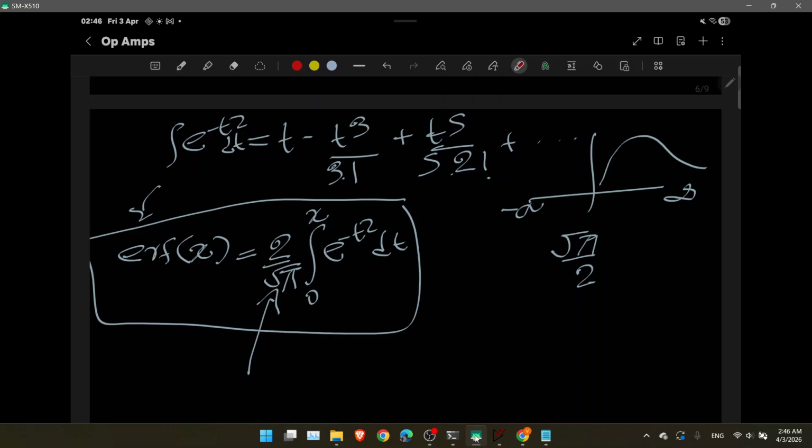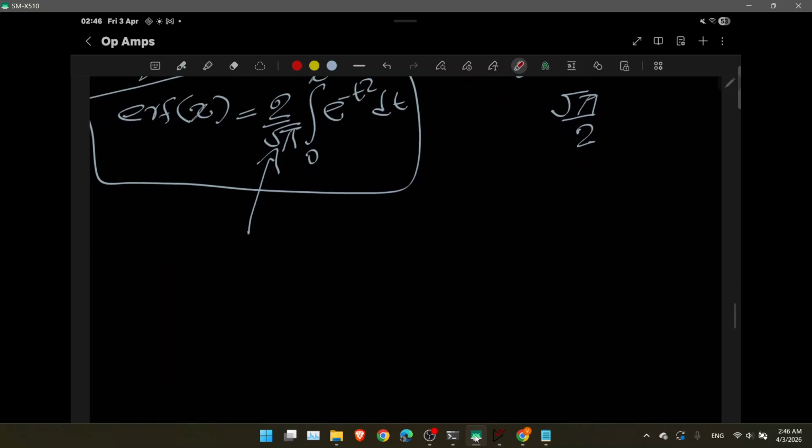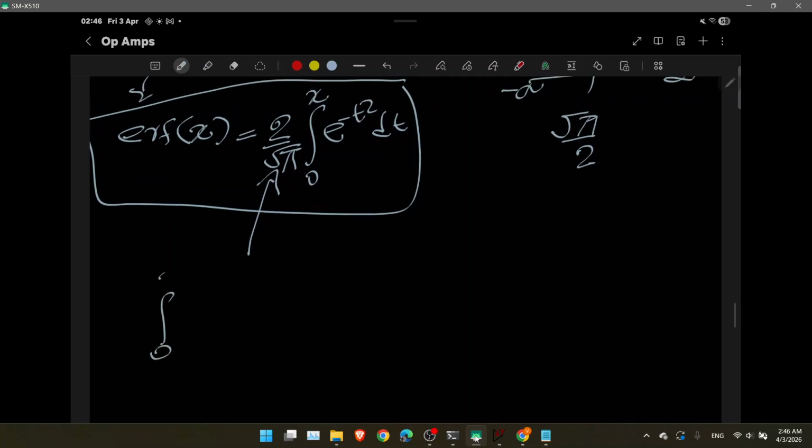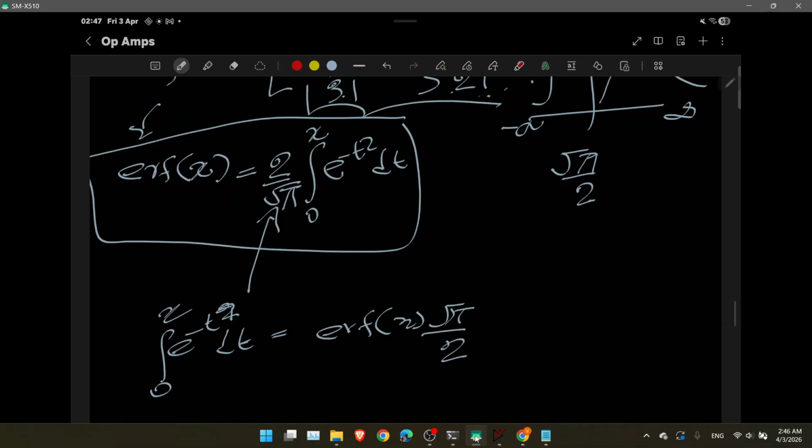It cannot be done, so we don't take the entire sum. If we take the integral from 0 to x of e to the minus t squared dt, that is simply erf x times root pi over 2. So we simply calculate the sum until some number of terms.